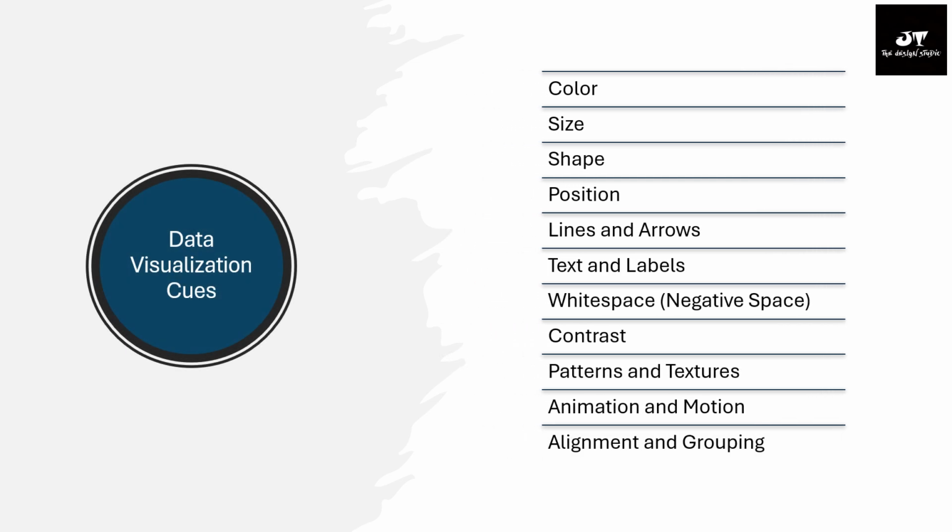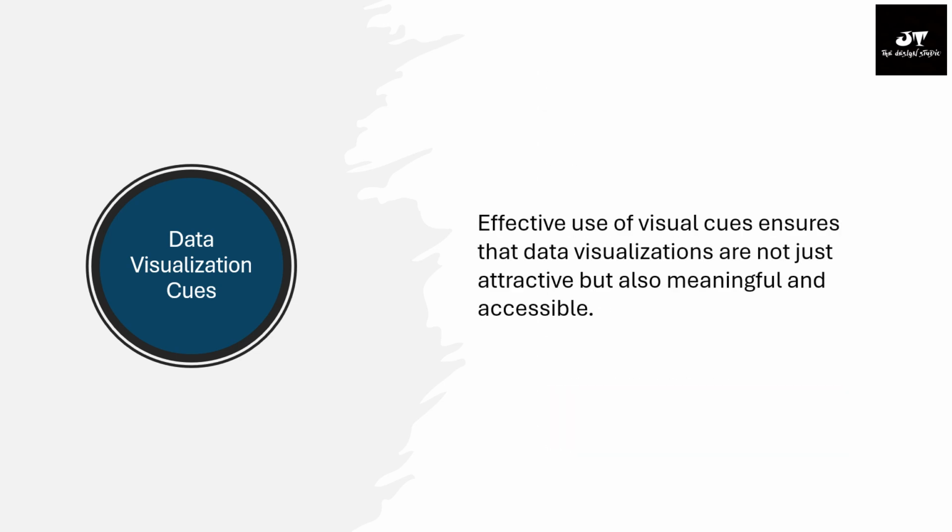Looking at the list again, we have covered the important data cues and have explored the way these are used. To summarize, effective use of visual cues ensures that data visualizations are not just attractive but also meaningful and accessible. By leveraging elements like color, size, shape, position, and contrast, designers can enhance clarity and emphasize key insights.